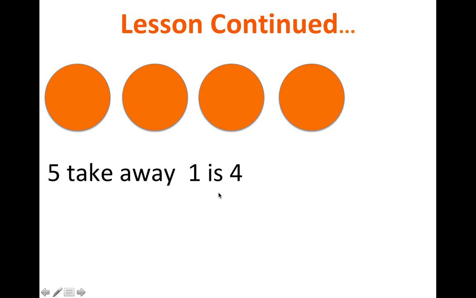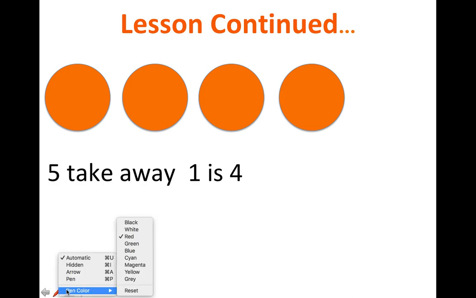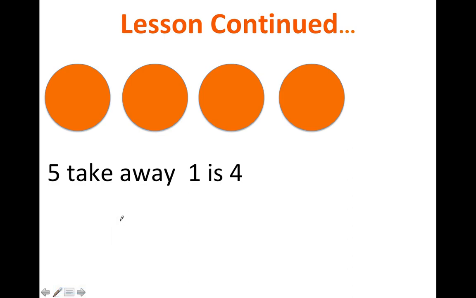is 4. I'm sorry, I made a mistake here. Actually, it's not supposed to be 5 take away 1. It's supposed to be 1 take away 5. Miss Shaima made a mistake. Is 4. So remember, you put the smaller number first. 1 take away 5 is 4. Because you're taking 1 from the 5.